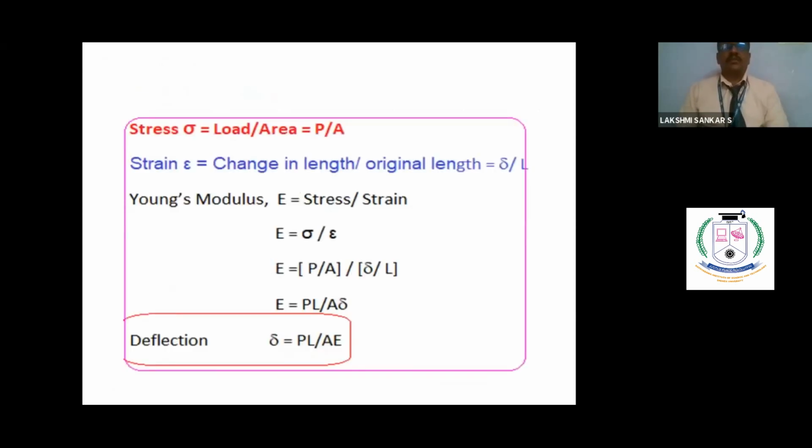Then we move to simple formula management. Stress is load divided by cross-sectional area. Strain is change in length divided by original length. Therefore, what is Young's modulus? Stress by strain, that is sigma by epsilon. Sigma is P by A and epsilon is delta by L. I am just inverting and multiplying. Then E comes as PL by A delta. Delta is brought to this side. Therefore, deflection equals PL by AE. This is the formula.